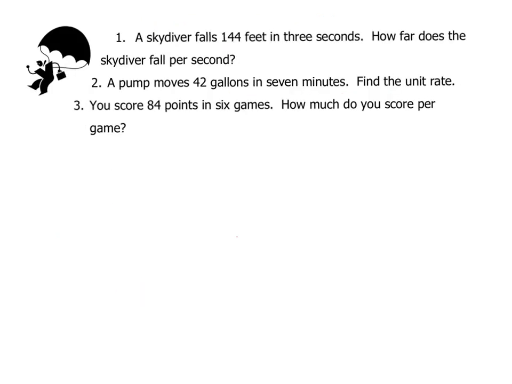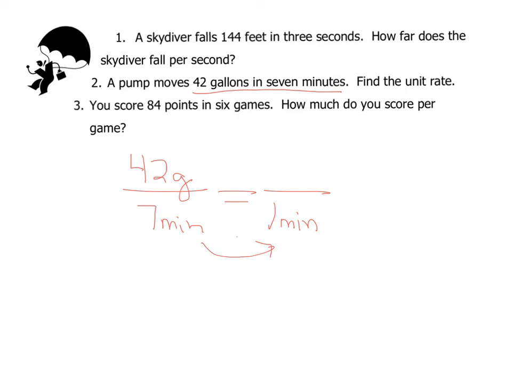Okay, let's look at question 2. A pump moves 42 gallons in 7 minutes, and we need to find the unit rate. So 42 gallons in 7 minutes. They want us to find the unit rate, so we're going down to 1 minute. So I would be dividing by 7, divide by 7, and 42 divided by 7 would be 6. So 6 gallons in 1 minute would be your unit rate.